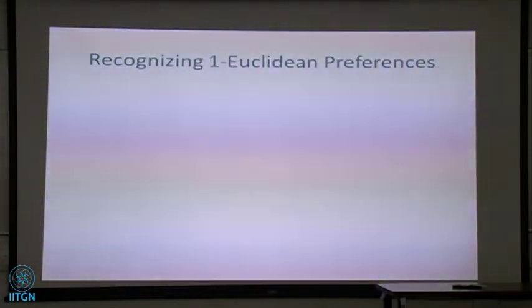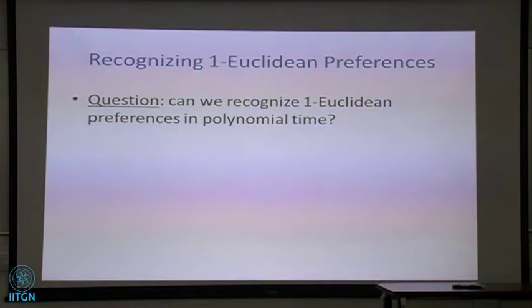Okay, so now we are moving to one Euclidean preferences. The question now: can we recognize one Euclidean preferences in polynomial time? The interesting part here is that a priori, it's not even obvious that this problem is in NP. Your witness is an embedding into R, and for all you know, you cannot guarantee that this embedding comes with small, nice rational numbers. Maybe you only have a really ugly embedding with really large numbers. But we are going to prove that it's actually polynomial time.